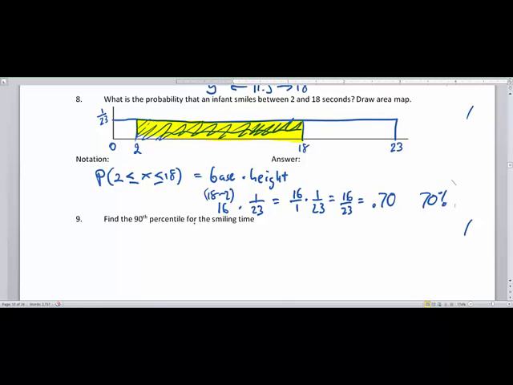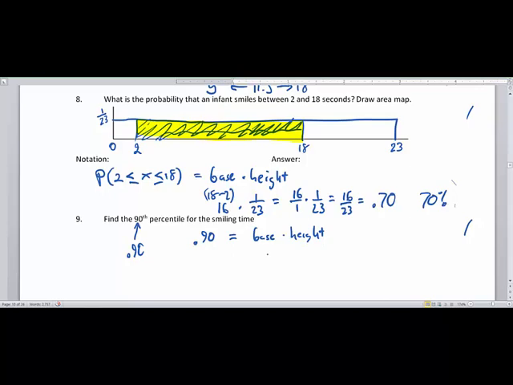Now we're going to find the 90th percentile of the smiling time. So we know this percent. This is 0.90, so we know this. The base times the height, which gave us our probability here, can now give us the probability of 90%. So you see now that we have 0.90 is equal to base times height. Look in the previous problem: the number to the left is 70%, and 70% is base times height. So now we know that this value is 90%.